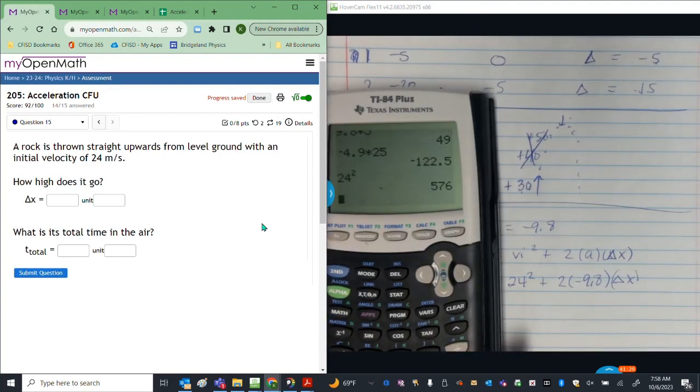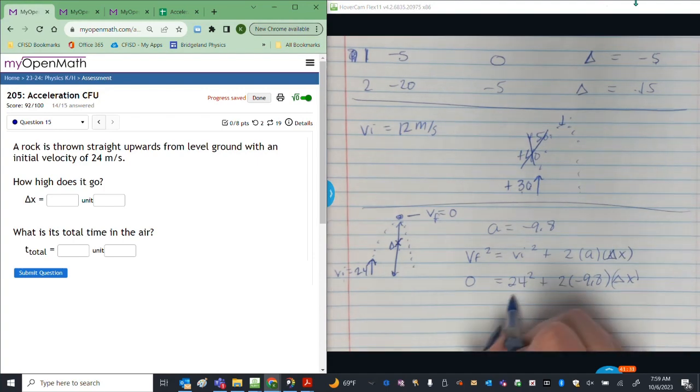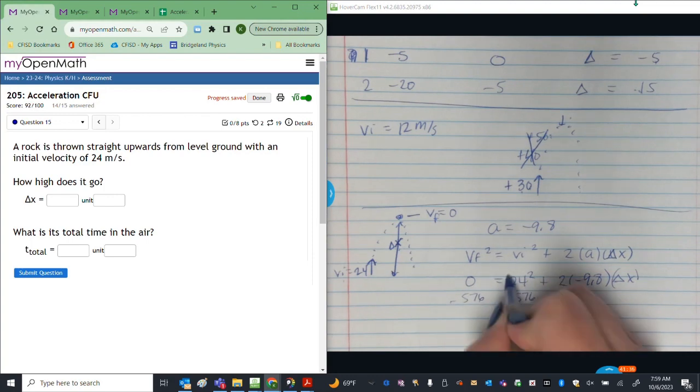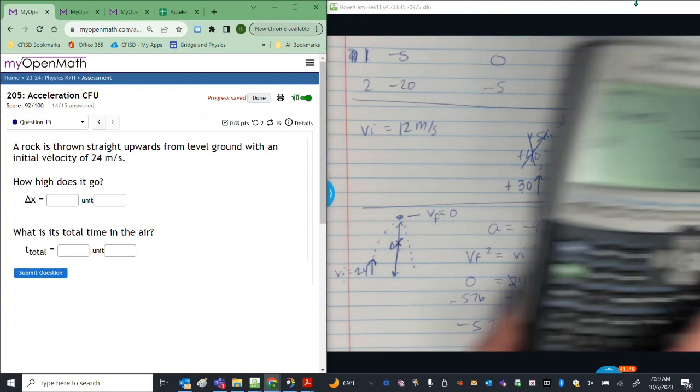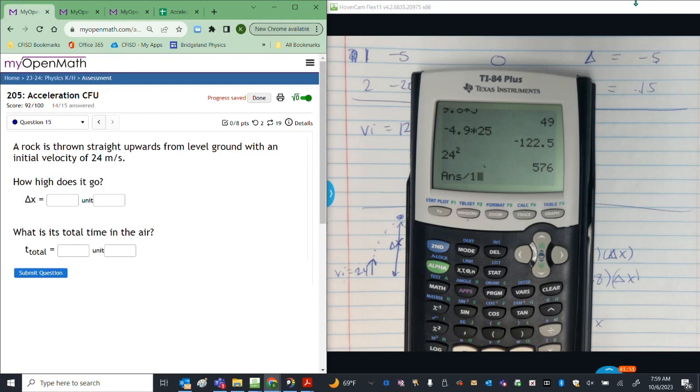576. I'm going to subtract that from both sides. And I have negative 576 equals 2 times negative 9.8, which is negative 19.6, times delta x. And now I just need to divide both sides by negative 19.6. And I get 29.38775511, whatever. So 29.39 would be how I round that, meters.